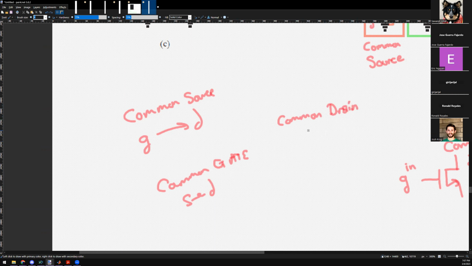So input is the source, and then output is... The gate, is that allowed? It's not allowed. Okay, try again. So gate should be the input, and then output should be source. Correct. That's it. You guys solved all three.